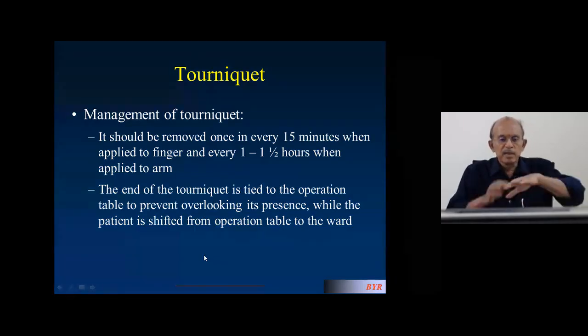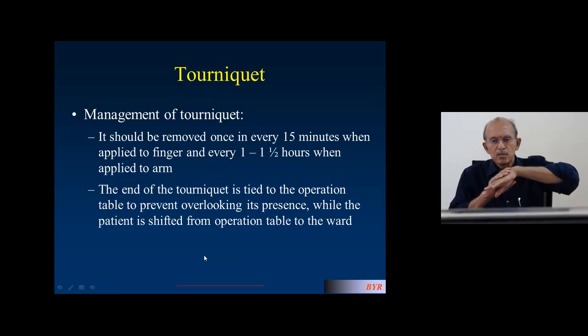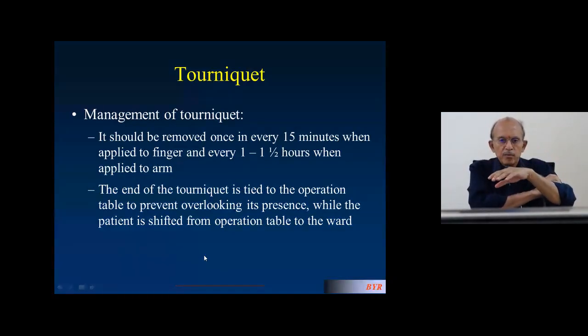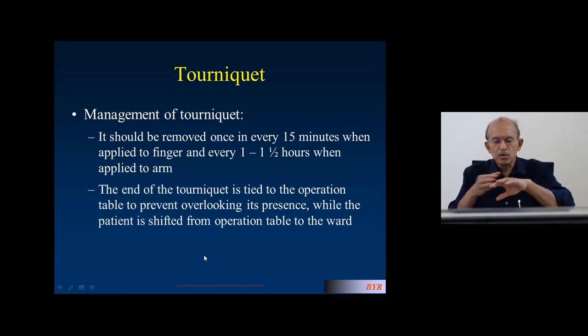So the operation is being done in the hand. A tourniquet is applied to the arm, so it will be covered by drapes. You do surgery for 1 hour or 1.5 hours, then you complete the surgery and then you go away.